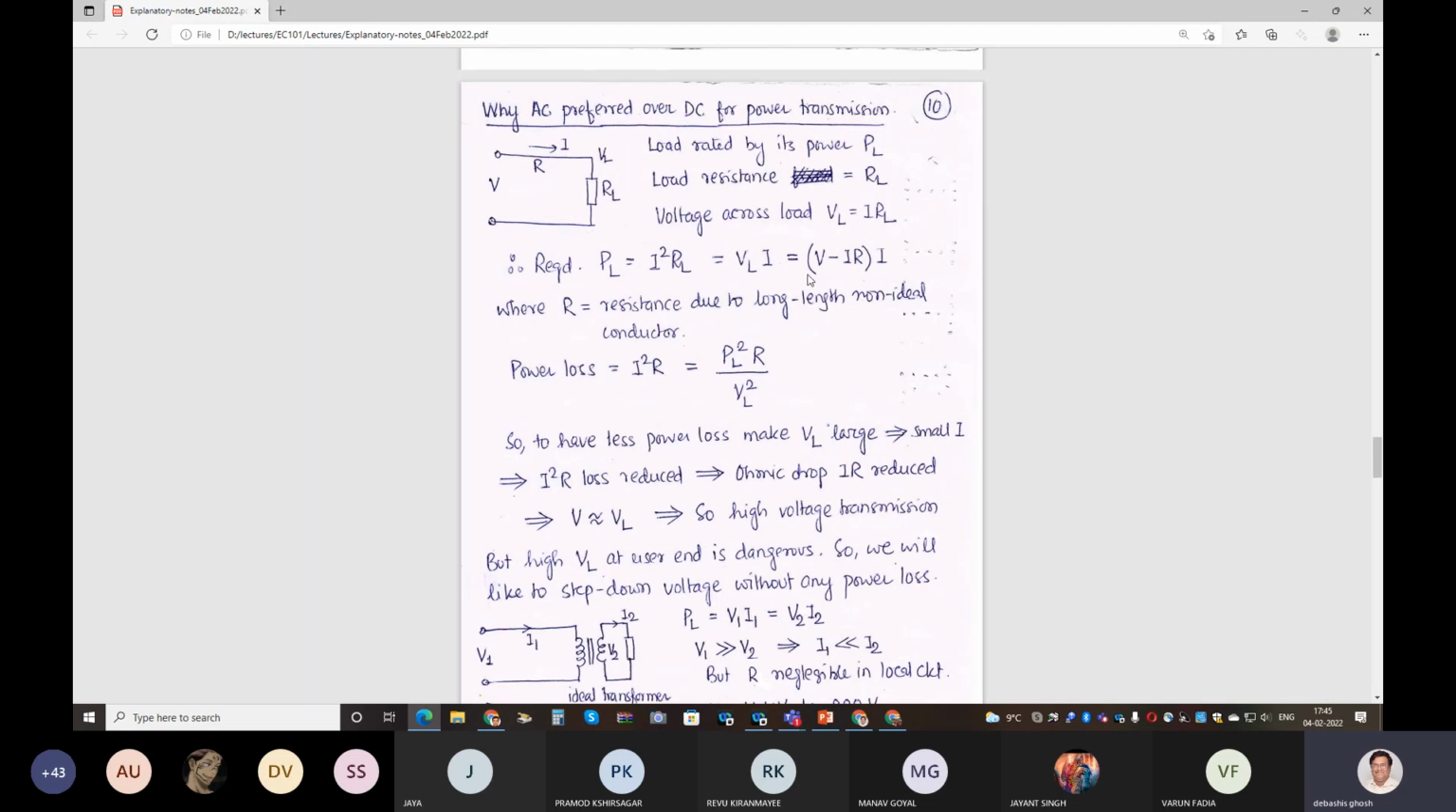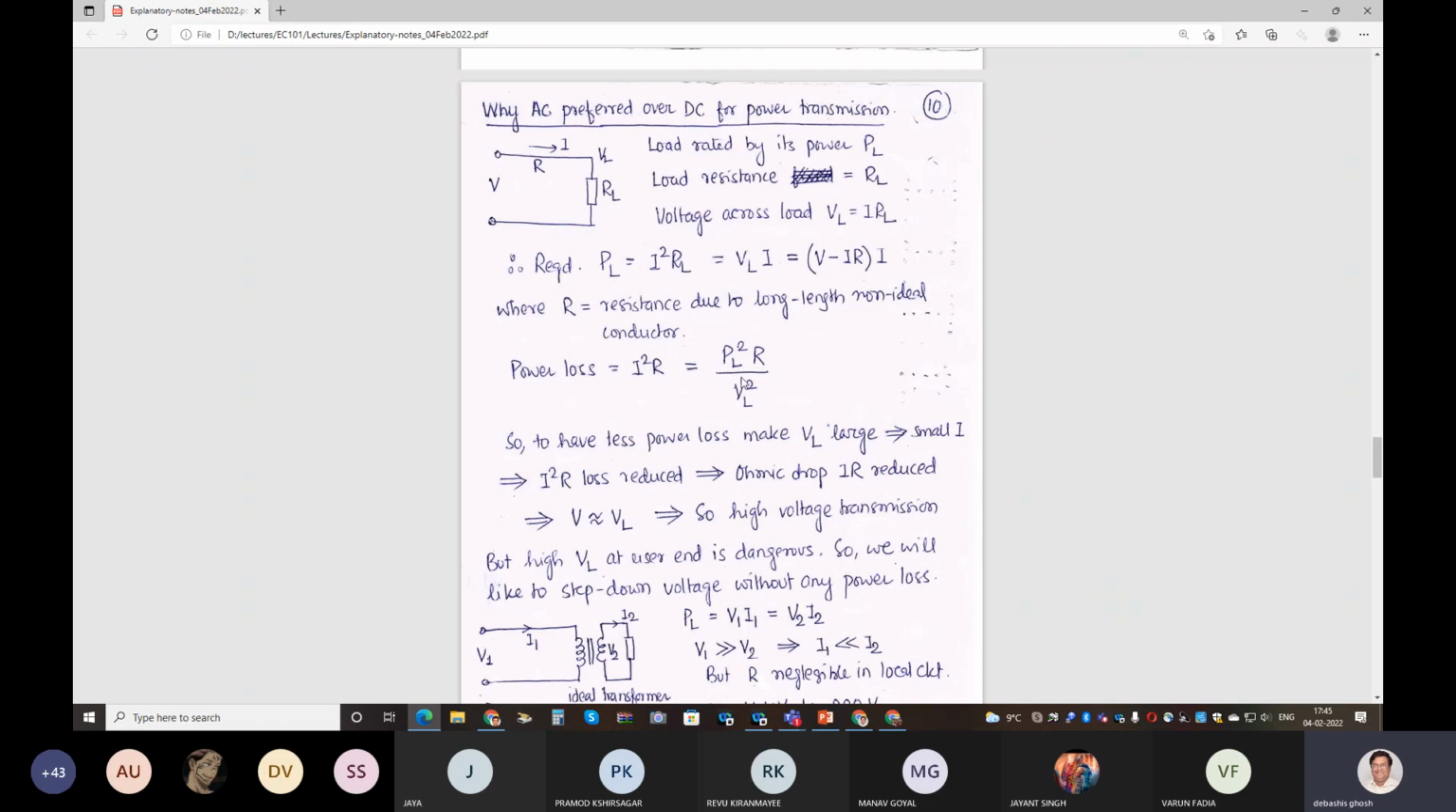So the voltage at the load, VL, will be equal to V minus IR, where R is the total resistance of the conductor. The total drop across the conductor will be IR. So V minus IR, multiplied by I, will be the power PL. Now what is the power loss? How much power am I losing?